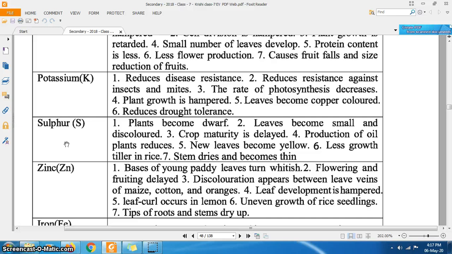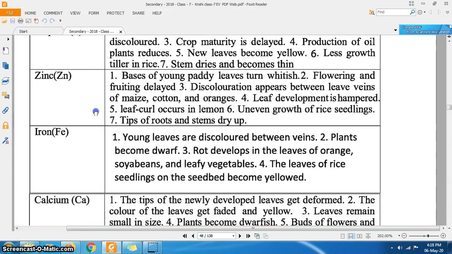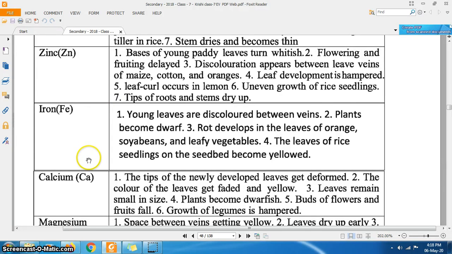Zinc: bases of young paddy leaves turn whitish. Flowering and fruiting delayed. Discoloration appears between leaf veins of maize, cotton, and oranges. Leaf development is hampered. Leaf curl occurs in lemon. Uneven growth of rice seedlings. Tips of roots and stem dry up.